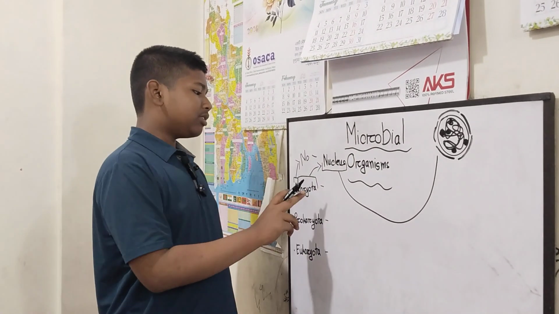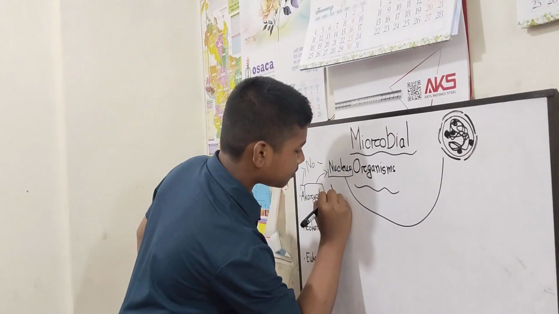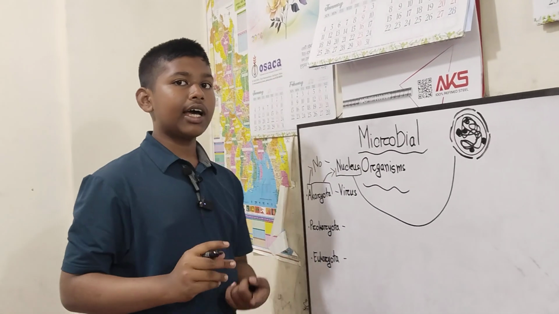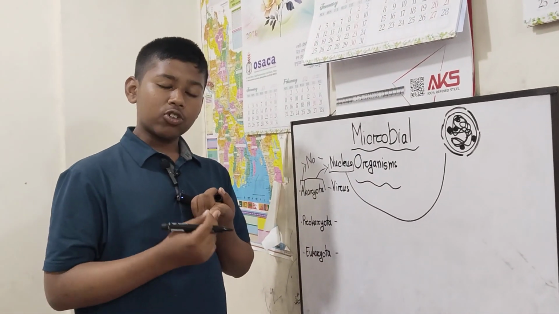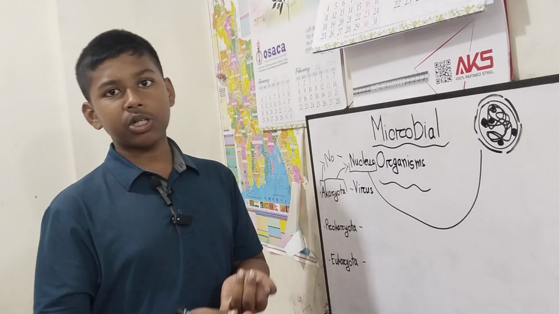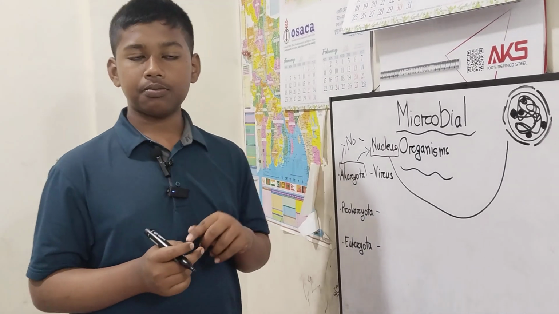And sometimes akaryota, no nucleus, those are viruses. So viruses like coronavirus or COVID-19, T2 virus, TMV virus, rabies or smallpox virus, all these viruses have no nucleus.